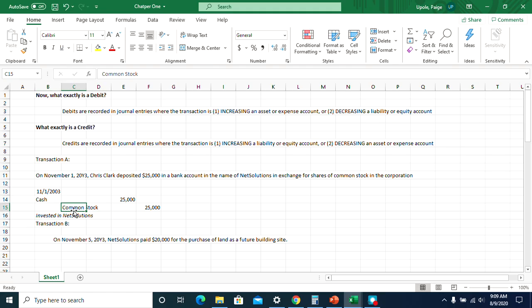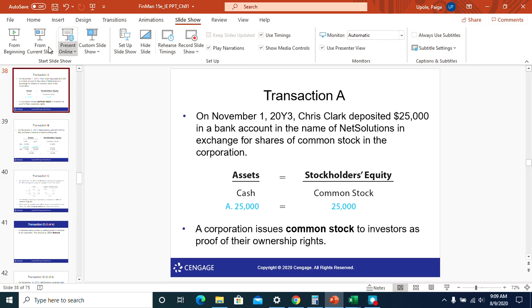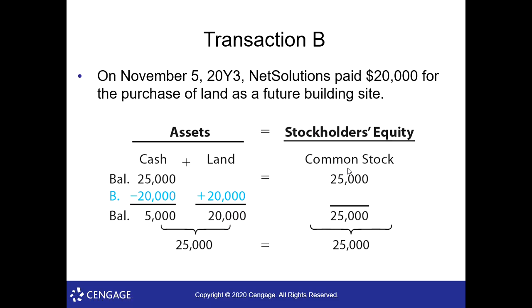Why did I credit common stock? Credits are recorded when there is an increase to a liability or an equity account. We increased the equity account of common stock, and that is why I credit it. If we go back to our slides, that's transaction A. Let's walk into transaction B.